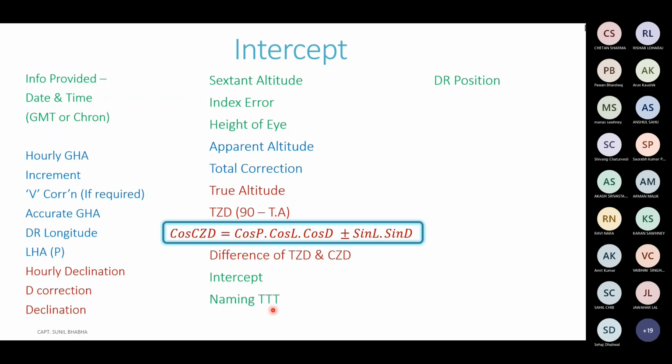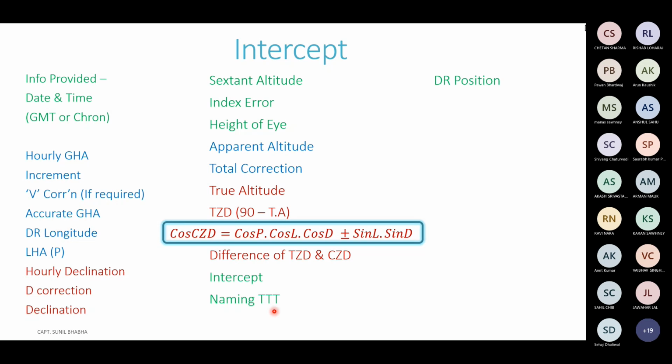What does the TTT mean? First T stands for true. That means the true zenith distance. Second T stands for tiny. Tiny means smaller. And the third T stands for towards. So true, tiny, towards. That means if the true zenith distance is tiny, smaller than the calculated zenith distance, the intercept will be towards, and vice versa. So if the true zenith distance is tiny, intercept will be towards. If the true zenith distance is not tiny, the intercept will be away. So this is how we name the intercept.